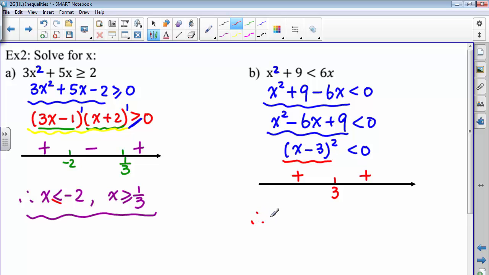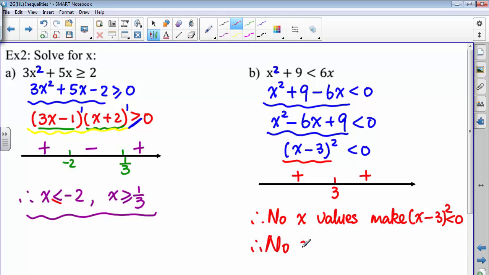Then we will see there is no x value that makes (x minus 3) squared less than 0. Then we can draw a conclusion: no solution. We can see no solutions for this inequality. So we cannot find any x values to make this inequality true.